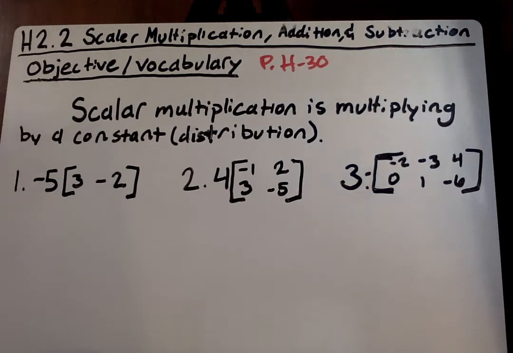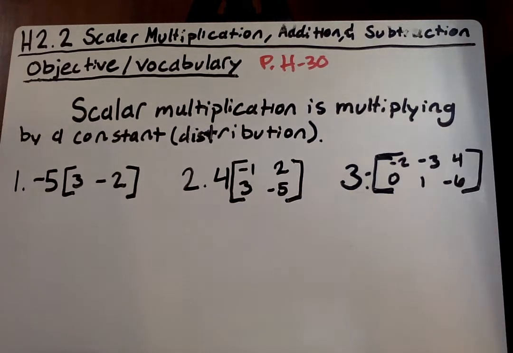Hello students, today we will be going over H2.2, scalar multiplication, addition, and subtraction. This is page H30 in your blue packet. Our objective: I can perform operations on matrices of appropriate dimensions.